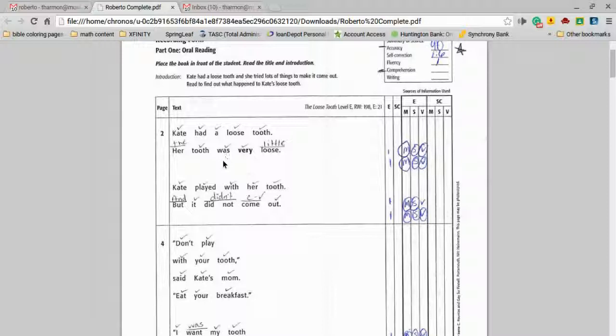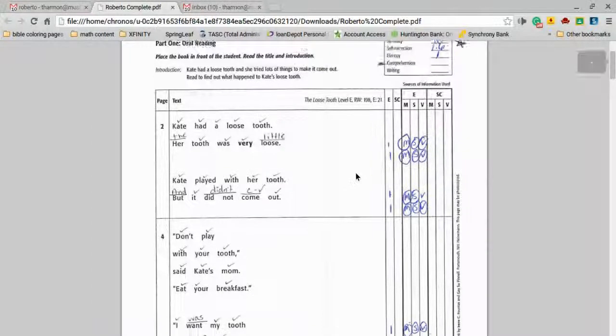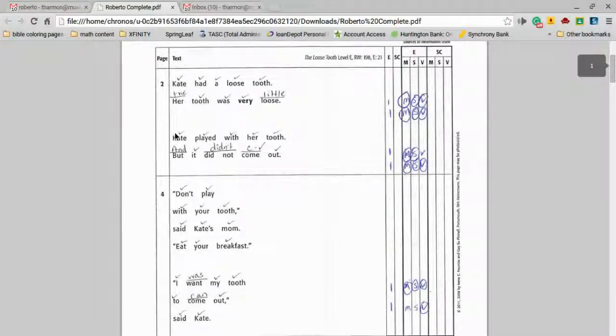So let's move to the next error. Kate had a loose tooth. The tooth was very little. So I'm asking myself, does that make sense? Yes. So I'm circling the M. Does it sound right? Her tooth was very little. Yes. Are there any visual similarities? Yes. So I circle M, S, and V. So let's move to the next set of errors.